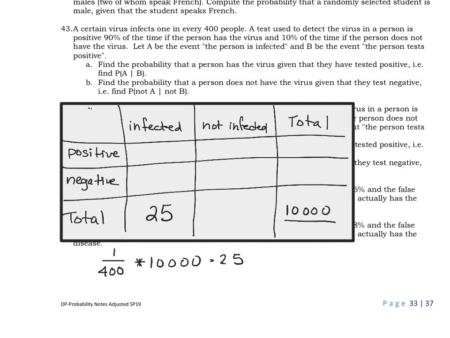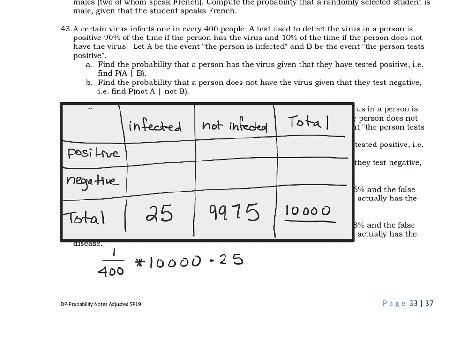So as we know, all we have to do to get the number of people not infected is subtract 10,000 minus 25, and I get 9,975. Okay? All right, so we have that first bit of information taken care of.